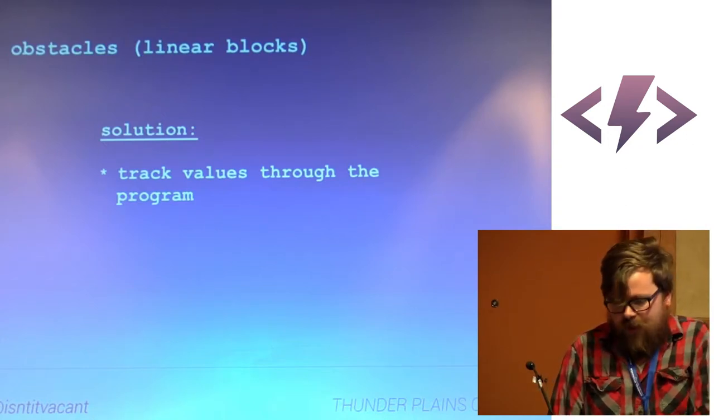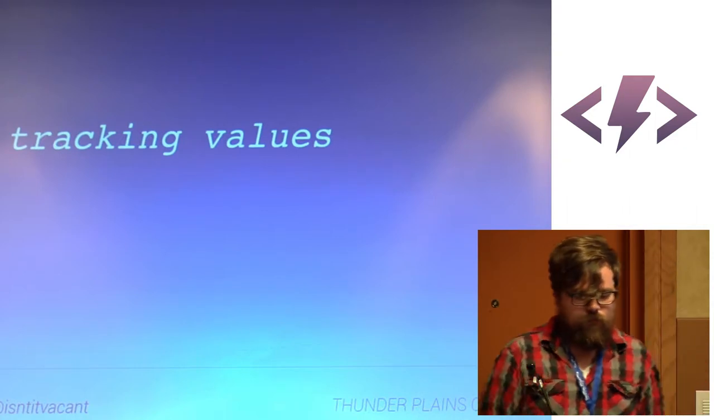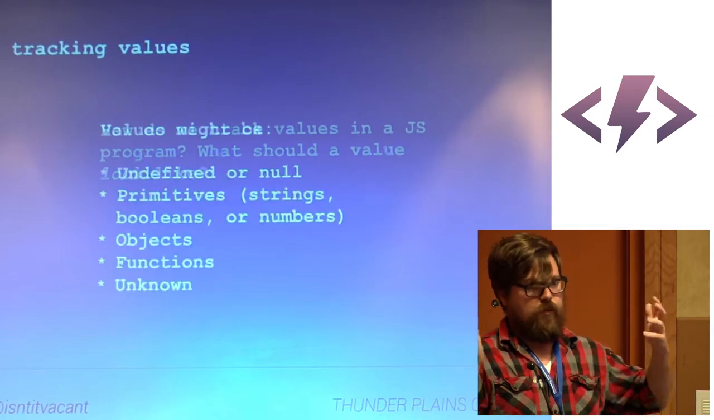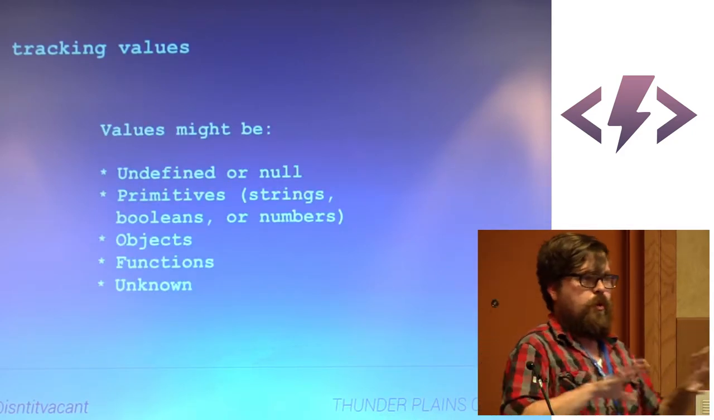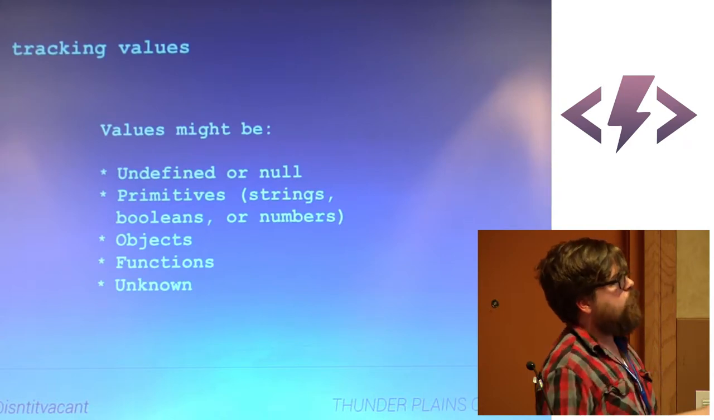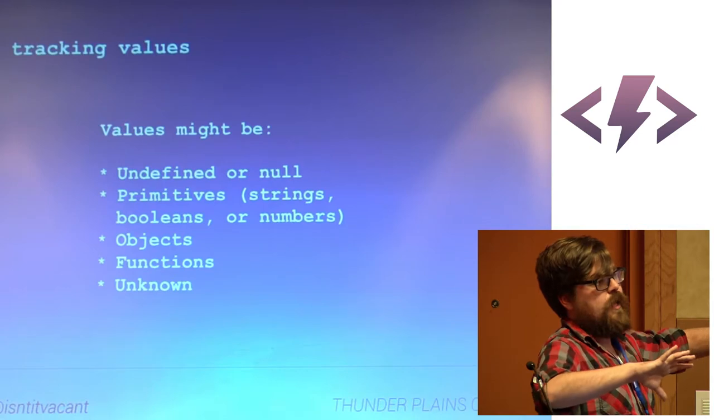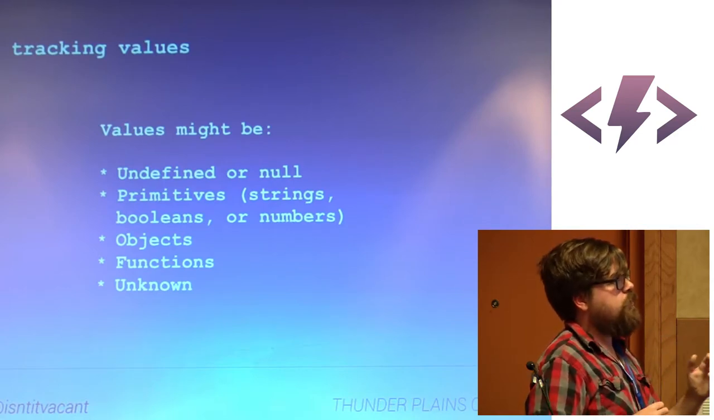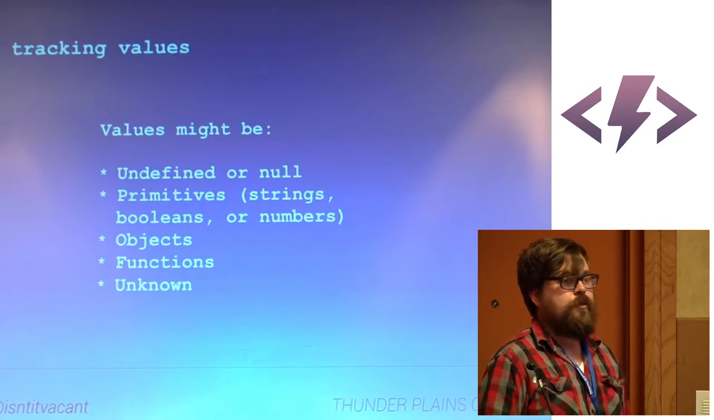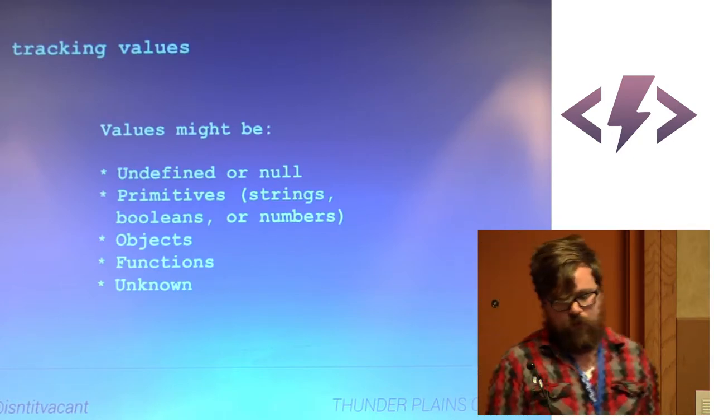So when we track values, how do we do that? What do they look like? Values can be the basic JavaScript types. You have undefined or null, which are both singleton oddballs. Primitives: strings, booleans, or numbers. Objects, which actually represent just the set of properties they have. Functions, which have code in addition to properties. And then another type that we'll use to bolster this when we can't really tell where something is coming from, called unknown.